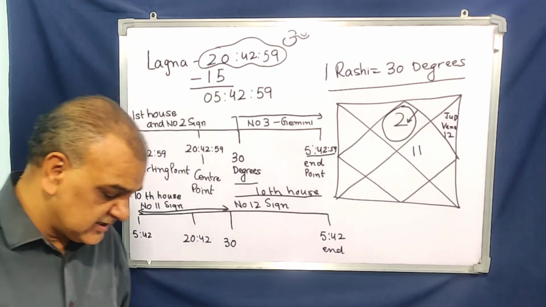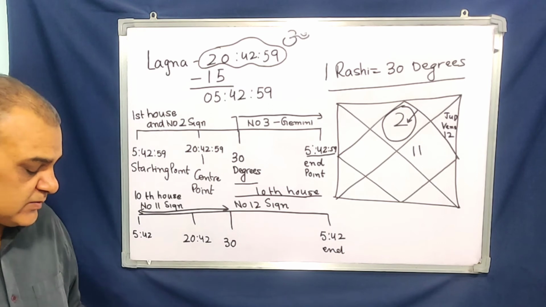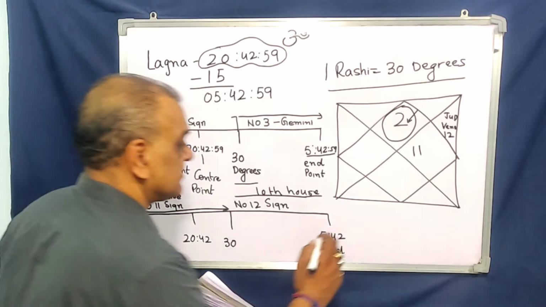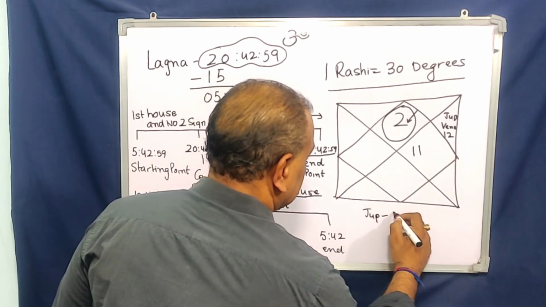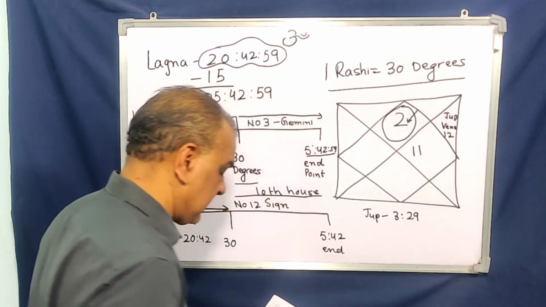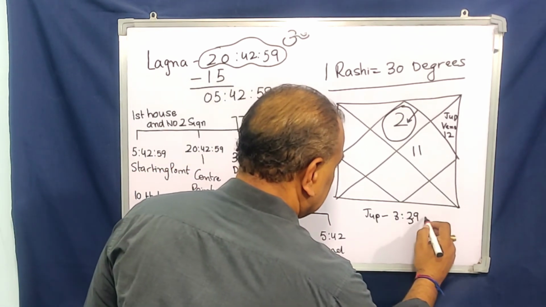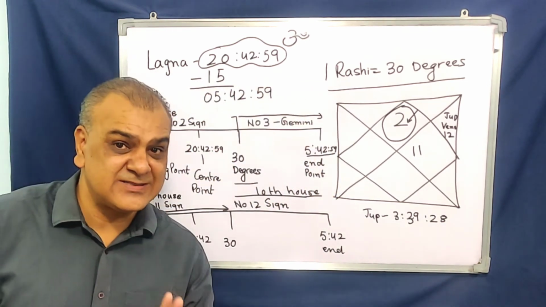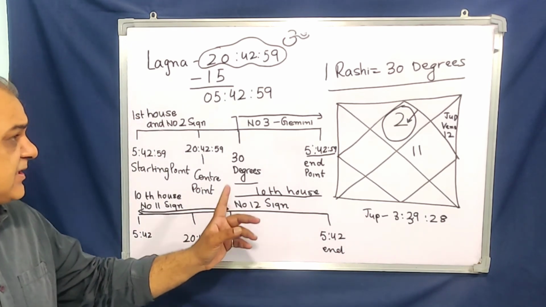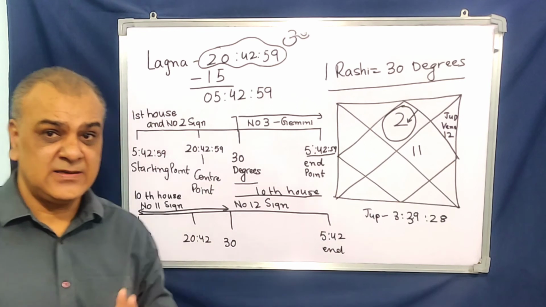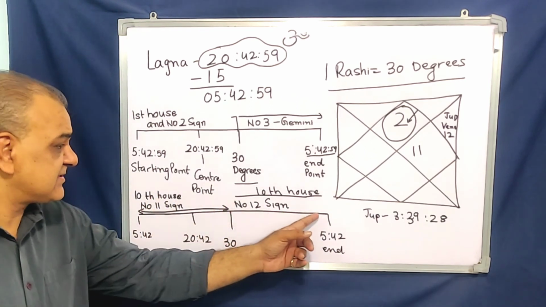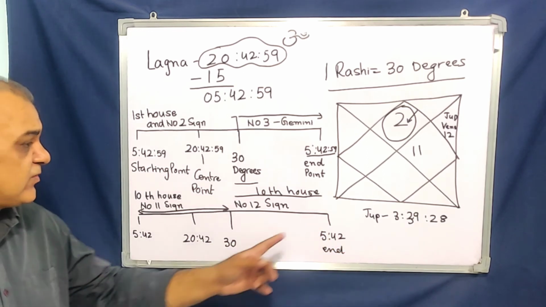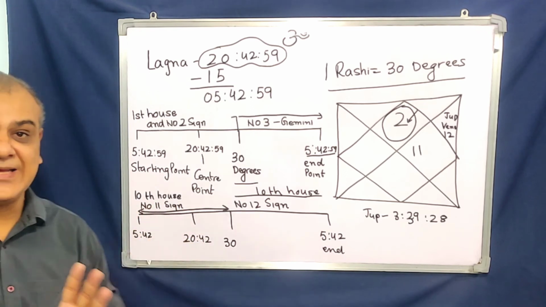So first we will see the degrees of Jupiter, which I have written in my notebook as well. The degrees of Jupiter are 3, 39, 28. So I will write here 339, 28. So now you need to understand this very carefully. Jupiter is placed in number 12 sign, but some part of number 12 sign, till 5 degrees and 42 minutes, comes under 10th house.